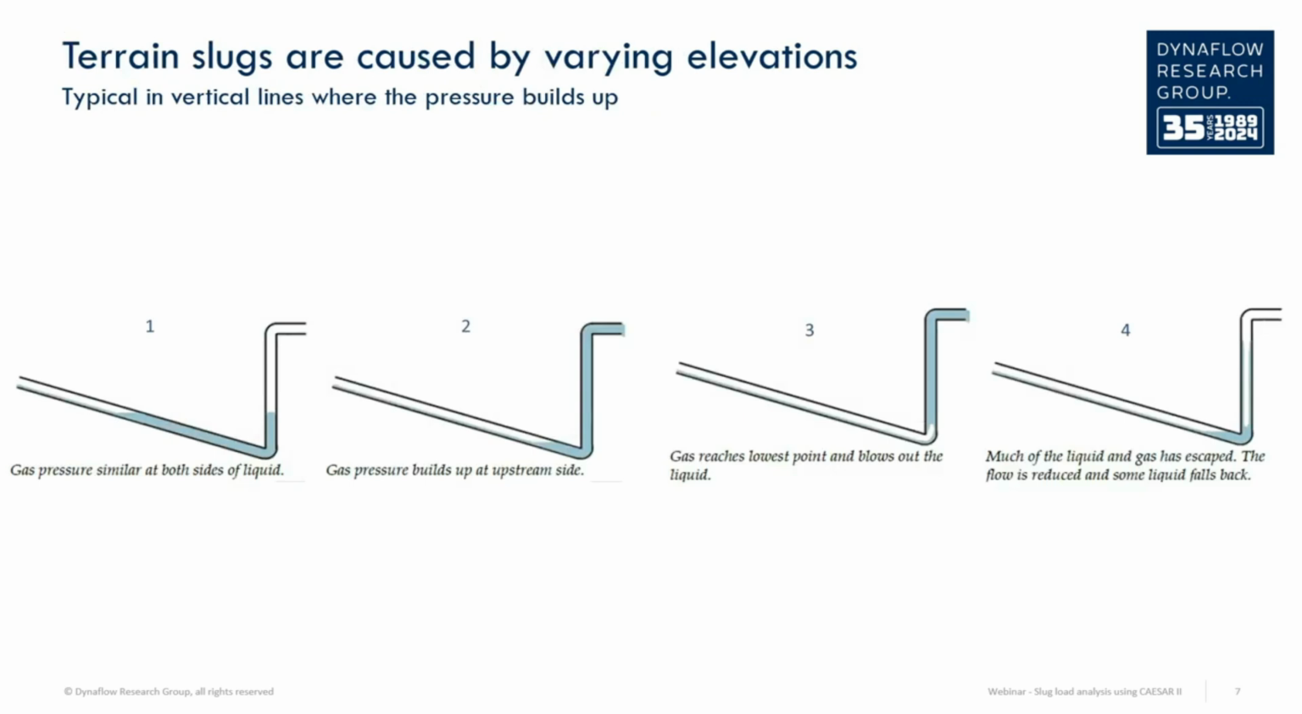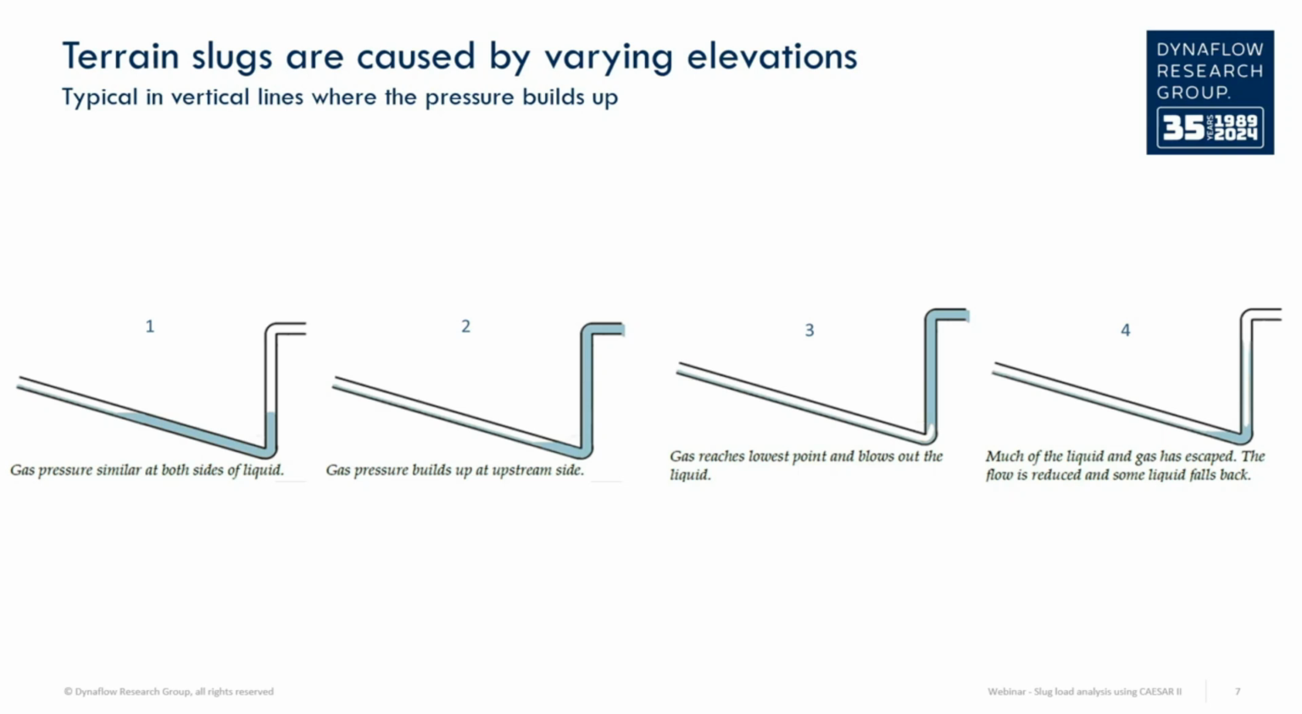Alternatively, slugs can be created in lines with a mixture of gas and liquid near vertical segments, where buildup of liquid and a sudden release can result in a slug flow downstream. We see here in picture 1 that liquid collects at the bend before the vertical pipe. Gas pressure builds up on the upstream side and pushes the liquid upwards into the vertical segment. At some point, the gas reaches the lowest point and blows out the liquid. Once most of the liquid has escaped, the flow and pressure are reduced, and some of the liquid falls back down. As you can imagine, this is a process that repeats itself over time.